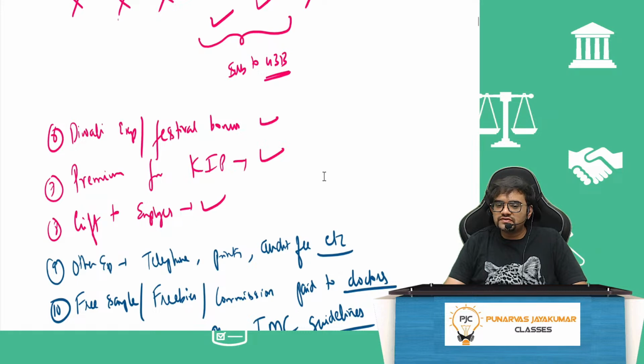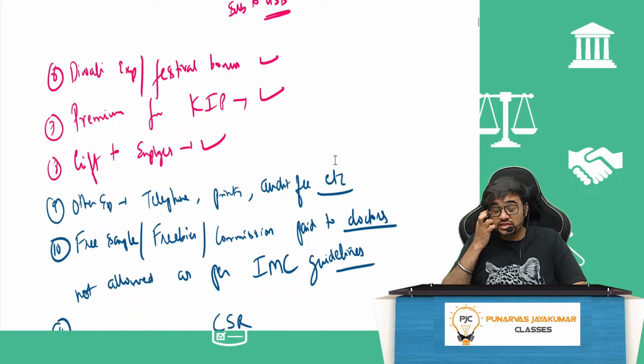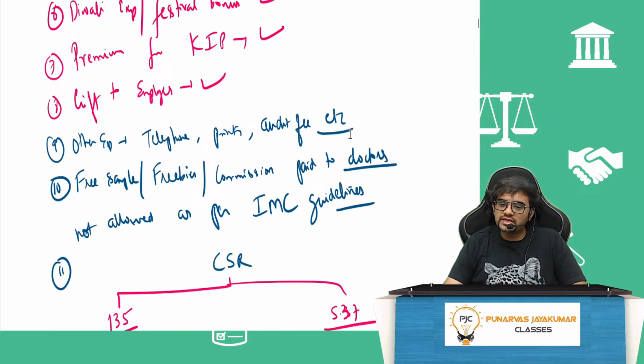Diwali expenses, festival bonus allowed. Any premium for keyman insurance policy allowed. Gift given to employees allowed. Telephone expenses, printing expenses, audit fee, everything allowed. Free sample, freebie, whenever you go, some free samples and all they'll give, that is allowed. But, like for example, I am a new company, I've created a juice and I want to give samples to all the general public. Yeah, allowed.